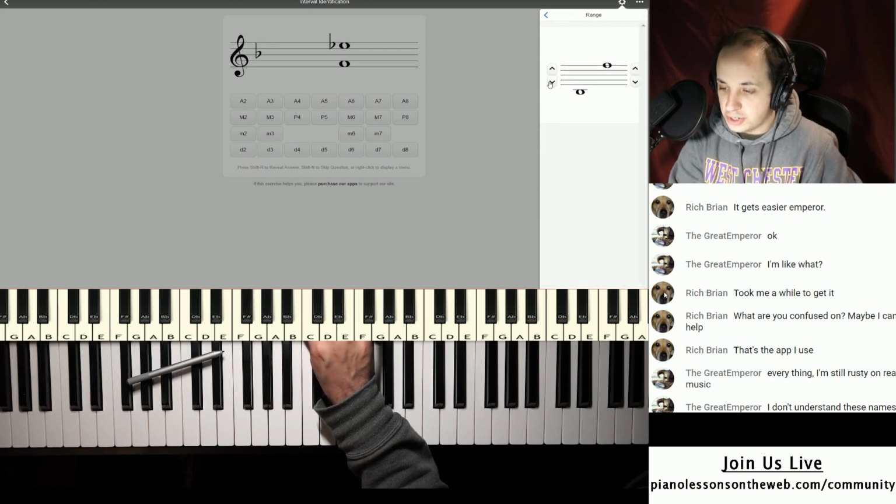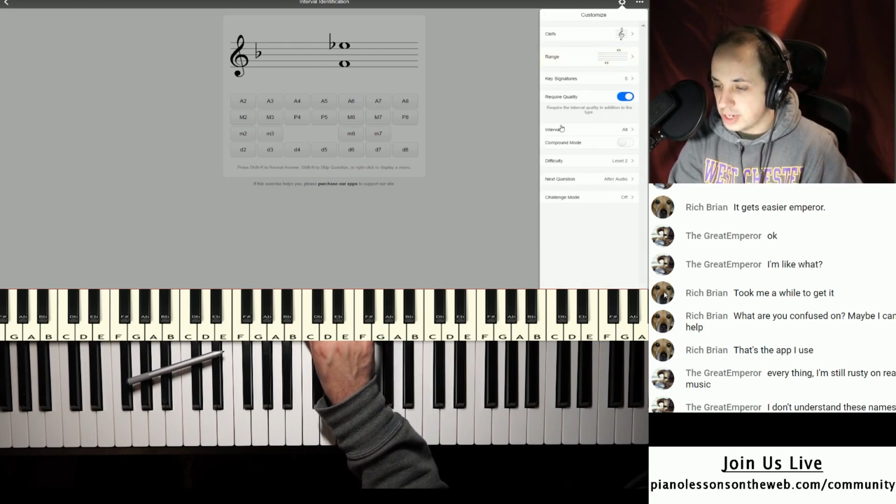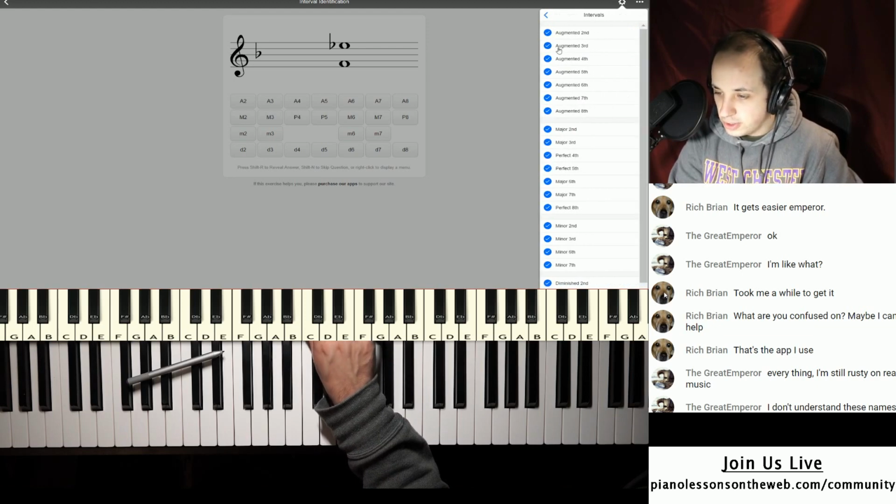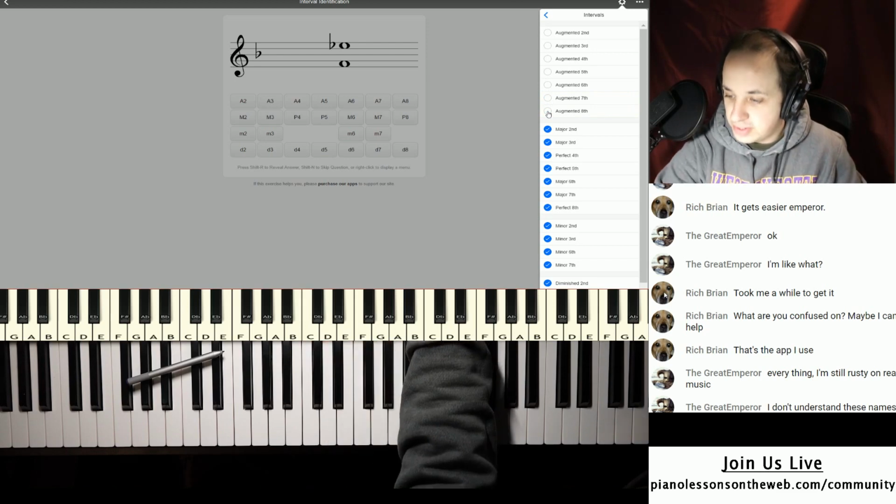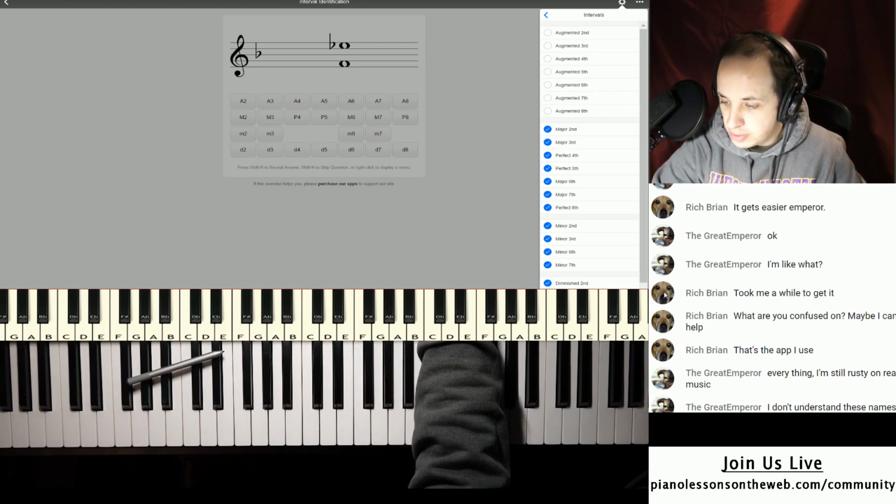You can have them pretty far apart. That's not a problem. I was misunderstanding it at first. So set the range to whatever's comfortable. You can go to intervals. You only want to check what you know at first, right? And then you want to build on that. So uncheck all these augmented 7, 6. Keep all the ones in the middle.